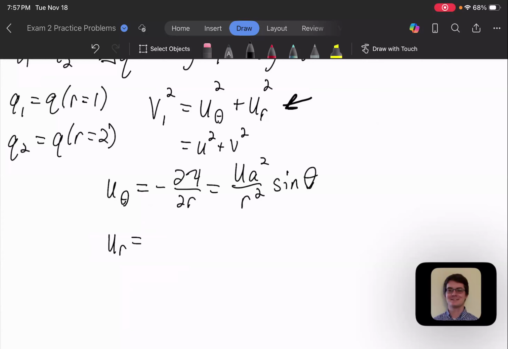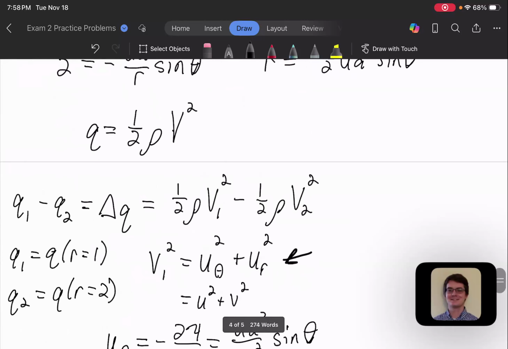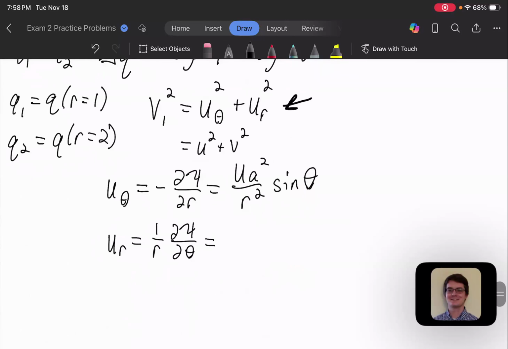UR, what's the relation for that? In this case, we keep the negative. We have u(a) squared, still have the r squared because of 1 over r. And then the sine becomes cosine.